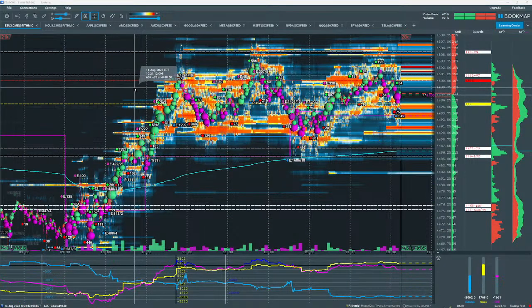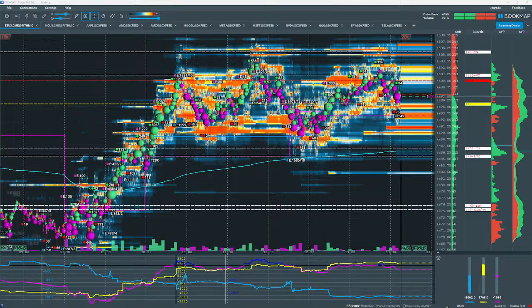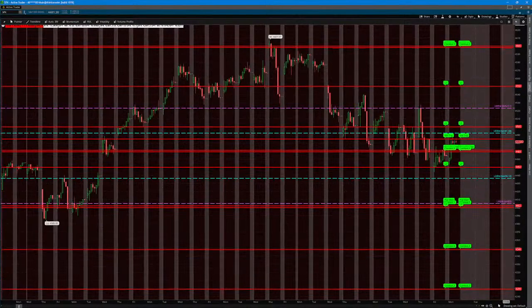So 03/22, this is Bookmap. Here I'm showing ES futures in Bookmap. Before I take a closer look at this chart, I'm going to take a look at a larger time frame. Let's go to SPX.